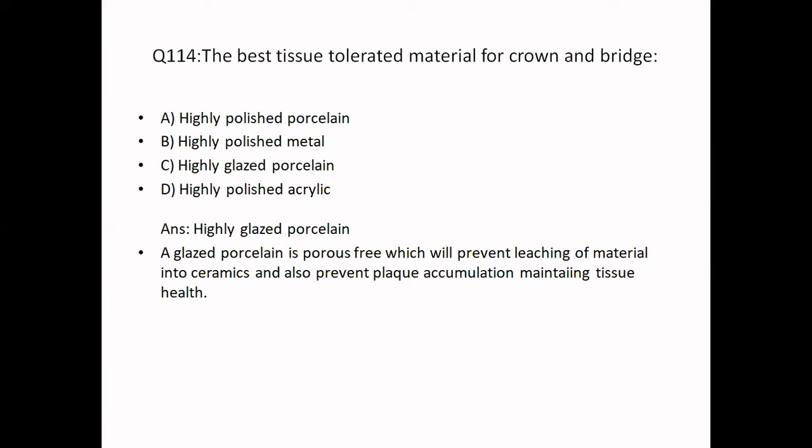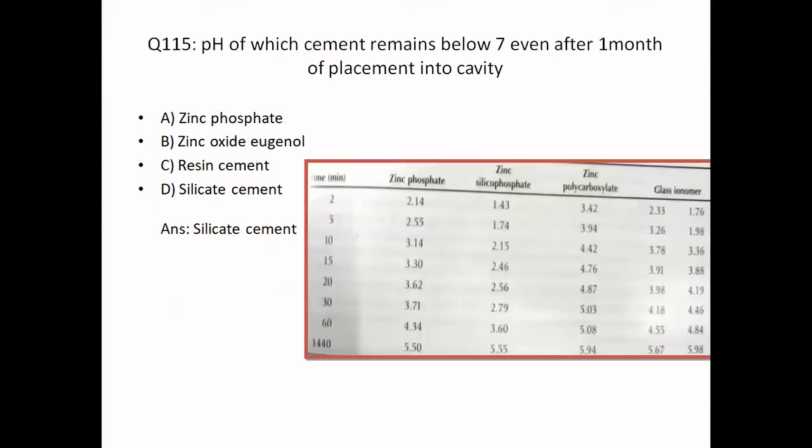Okay, again metal also can be removed, because it can't be polished as high as your porcelain. Now in polished porcelain or glazed porcelain, what is most recommended is glazed porcelain, because glazed porcelain also closes the porosities which are present over the ceramic after firing, and once these porosities are gone, that also prevents leaching of the material into ceramics, and it prevents plaque accumulation, maintaining your tissue health.